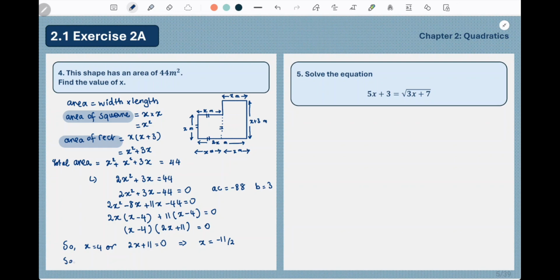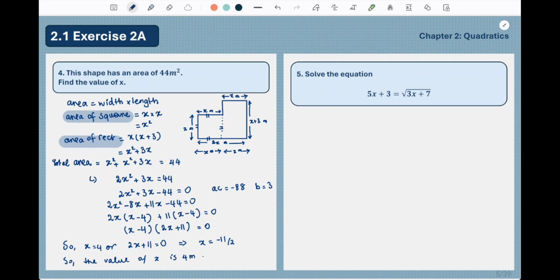So the value of x is 4, okay, on that basis. So it's 4 meters. So that is the value of x. And let's move on to the next one.